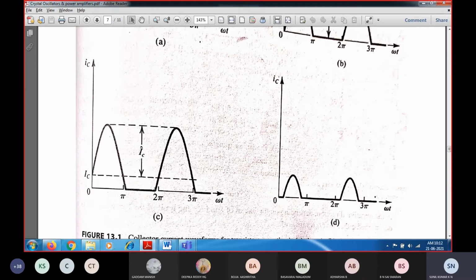And when the operating point or the Q point is selected below the cutoff point, then you will be getting only the positive peak of the input signal as output over there. So for a given full input cycle, only the peak portion of the input will be available at the output over here. At the initial beginning of the time, you will not be getting any output. So the operating angle will be less than pi only.